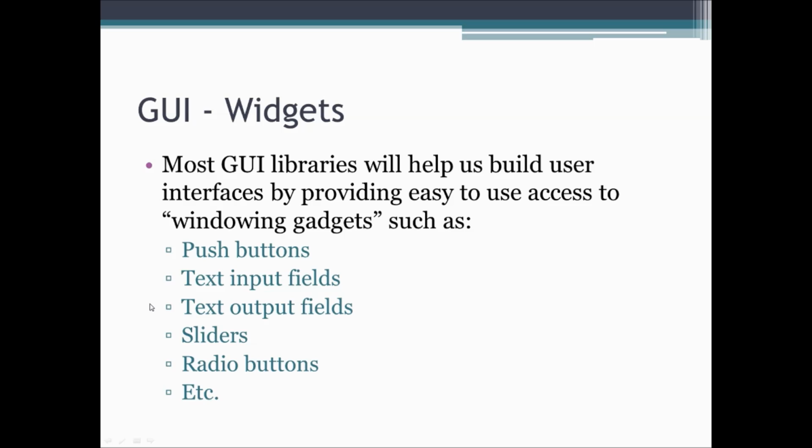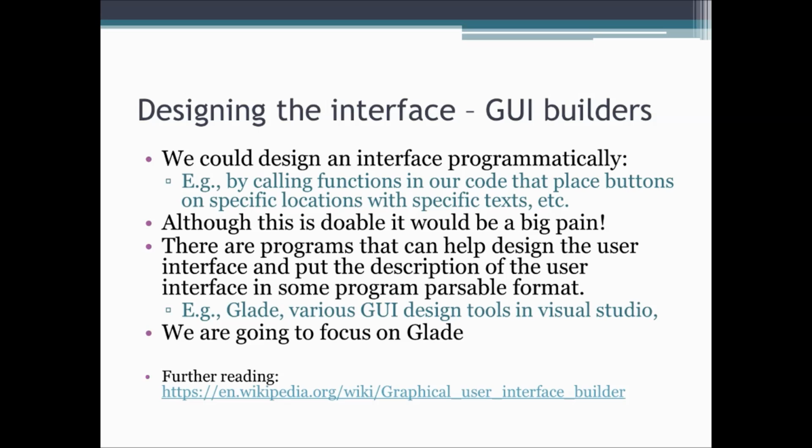Let's talk about the word widget. In a GUI window, you would place all kinds of items that users can interact with. These items are called windowing gadgets or widgets. Some common widgets are push buttons, sliders, radio buttons, etc.